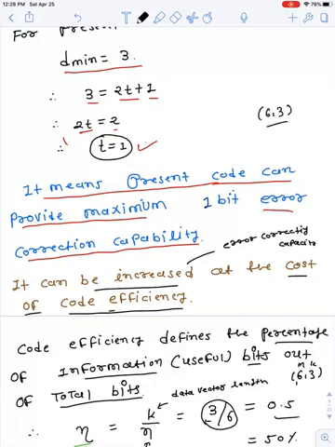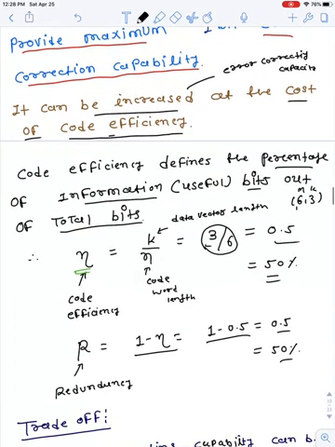If you want better error correcting capability, then we have to increase the check bits m. But if m is increased, the code efficiency can be highly affected. Code efficiency defines the number of useful bits in your block.